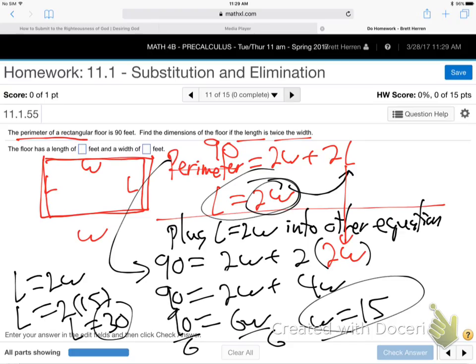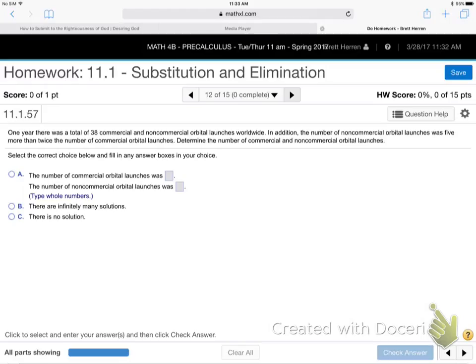No questions? Can I flash you another one? Okay. One year there was a total of 38 commercial and non-commercial launches. So I'm going to go commercial plus non-commercial, total 38, add up to equal. So that makes sense how I interpreted that first statement? 38 total, commercial plus non-commercial.